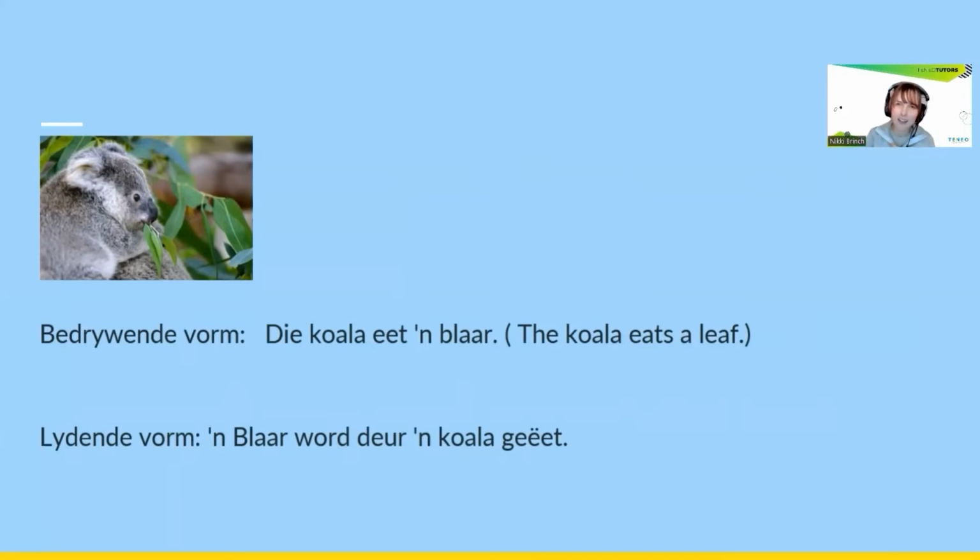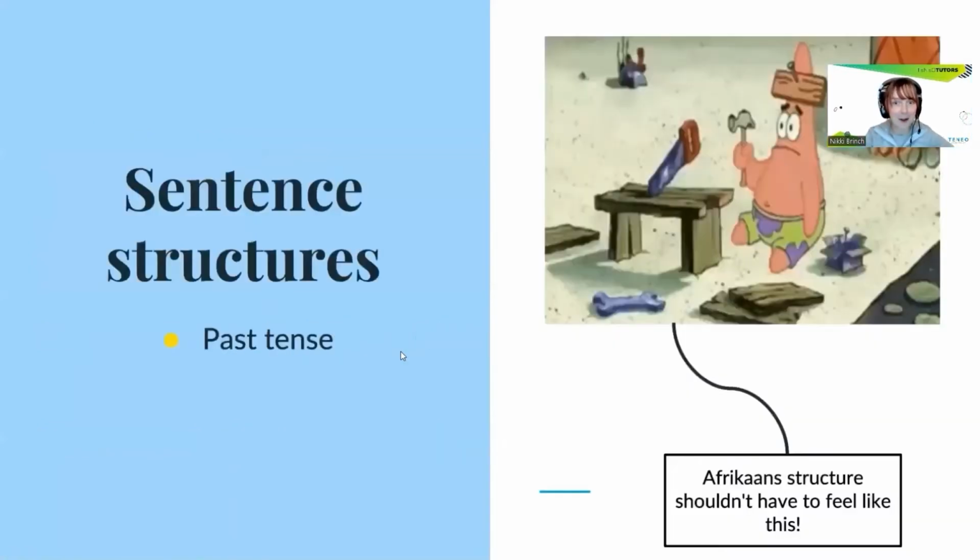And then something else that's interesting. Geëet. There are two little dots on top of the second E. That's called a deelteken. In Afrikaans, you add deeltekens to help you pronounce words correctly. If there wasn't a deelteken, it would have been "'n blaar word deur 'n koala geëet", which doesn't sound the same as geëet. So that deelteken is showing you that you have to say "ge" and then "eet". Why is there a ge anyway? We're going to get to that now.